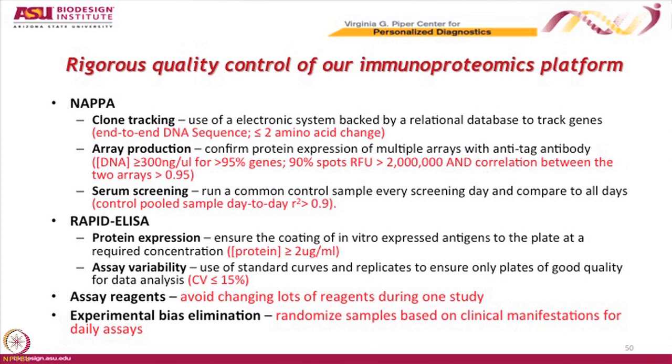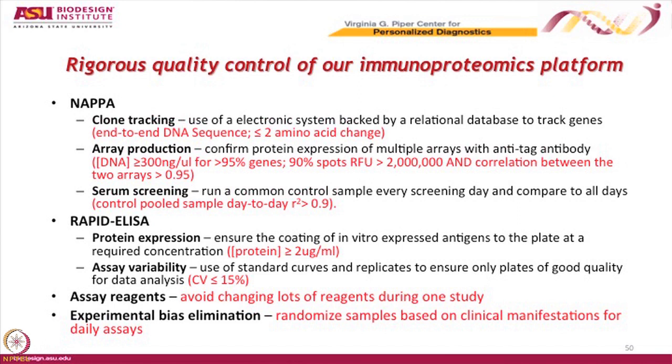So I already mentioned to you before that we do clone tracking electronically. We do end-to-end DNA sequencing, so we have to make sure that the gene is correct by sequencing it from one end to the other. And I think I mentioned that it has to have fewer than 2 amino acids different. So we will accept up to 1 amino acid substitution before we move on.